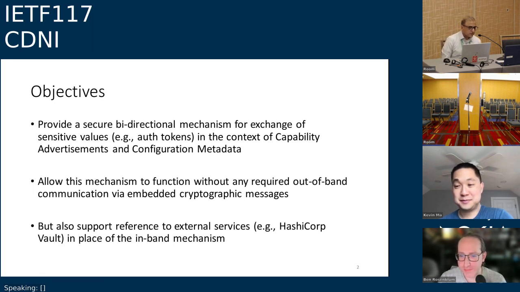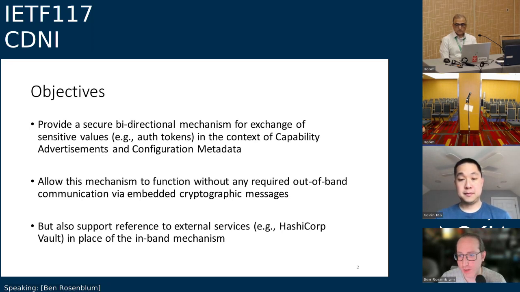We've got three bullets on the objectives. So the whole idea with the secrets metadata is to allow an exchange of values that should be hidden, but we don't want to include them directly in the advertisement or the configuration metadata. So it's a bidirectional mechanism to allow the upstream to tell the downstream or the downstream to tell the upstream, hey, here's an access token or here's an encryption key that you can use for whatever purpose. So to do that, we've defined a number of new objects. If we can go to slide 3, please.